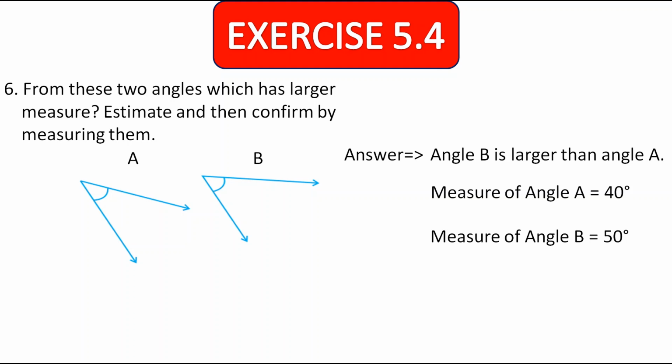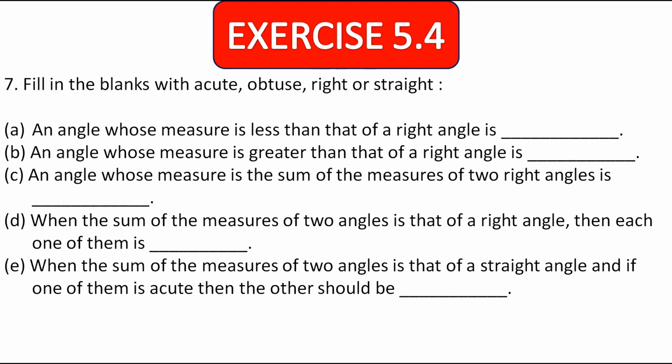Now let's move to the next question, that is the seventh one. Fill in the blanks with acute, obtuse, right or straight. So for this also you should know the definitions of the types of angles. Now the first statement is an angle whose measure is less than that of a right angle. Right angle means 90 degree, and as I have told you, acute angles are the angles which are less than 90 degree. So the answer for the first statement is acute angle.